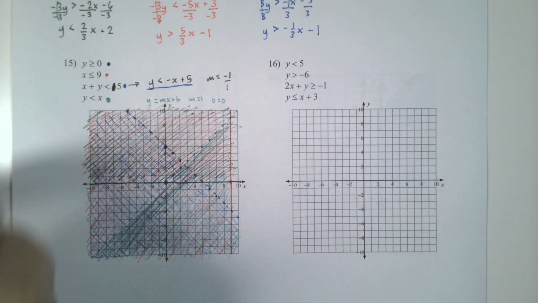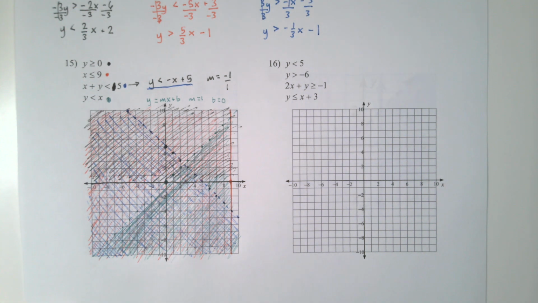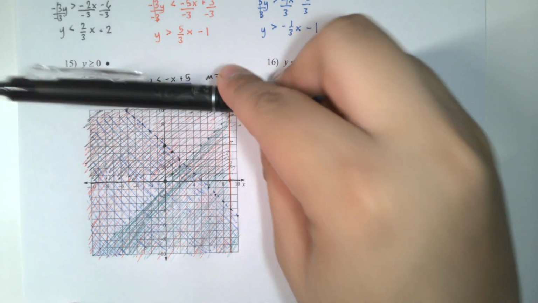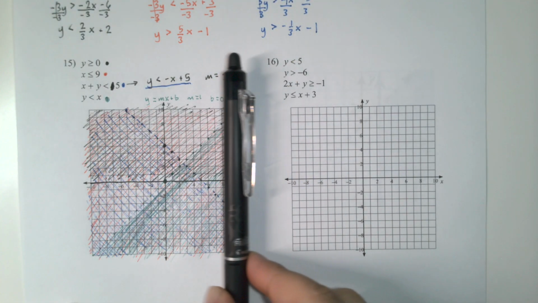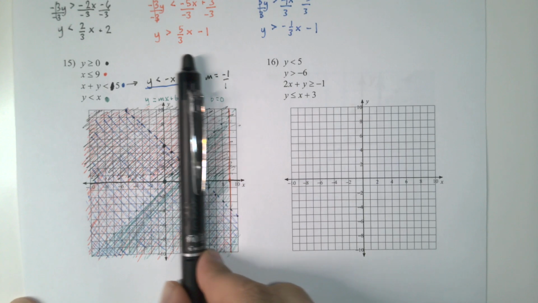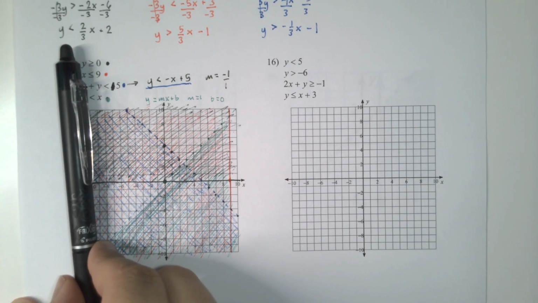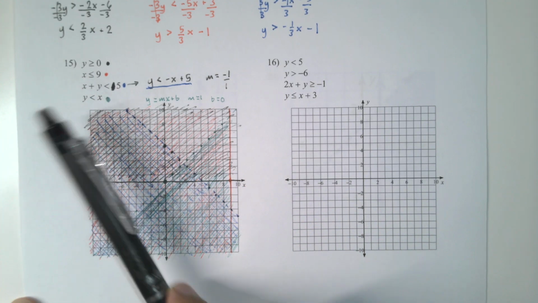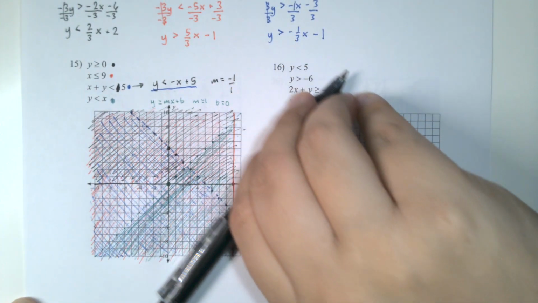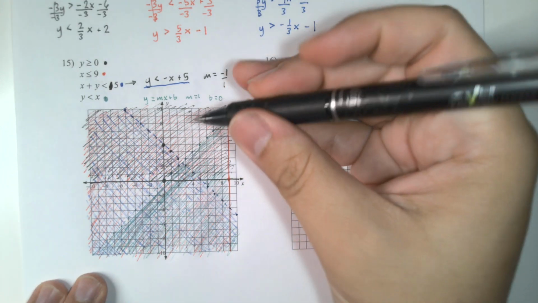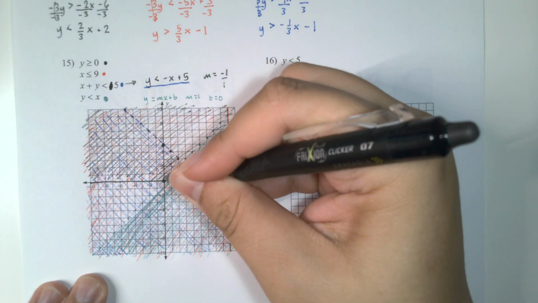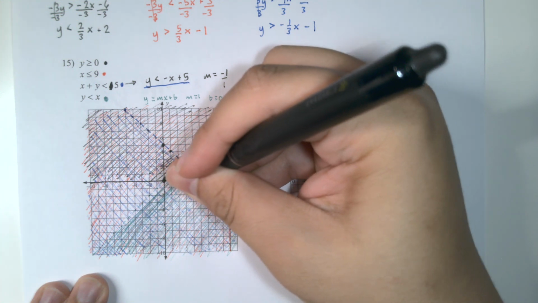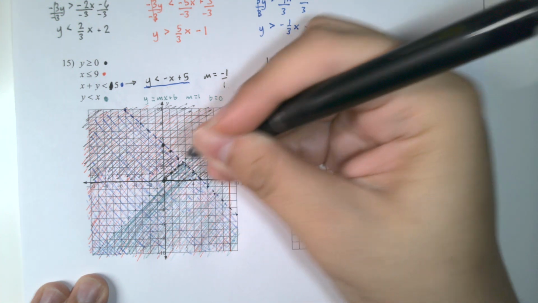All right. So let's look at our solutions now. So we have to shade everything above the x-axis. That works. We have to shade everything to the left of x equals 9. We have to shade everything below the blue and everything below the black. It may be a little bit difficult to see, but the only region that satisfies all of that is this little triangle here in the middle.